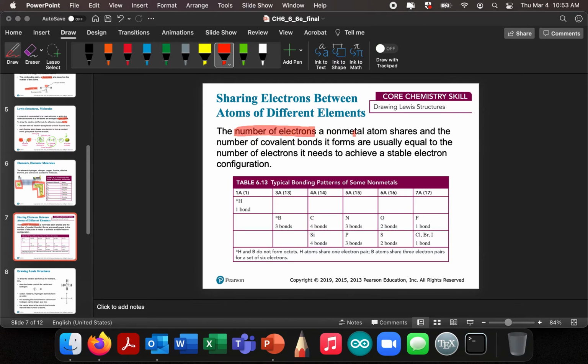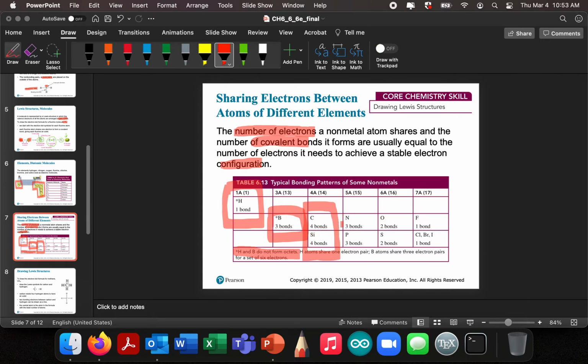Okay, now this is kind of neat to appreciate: the number of electrons a non-metal atom shares and the number of covalent bonds is usually the same. Okay, and it's always done to achieve a stable electron configuration. So, for example, hydrogen makes 1 bond because it has 1 extra electron to share. Now, by the way, hydrogen and boron do not form octets, so watch out for that. I haven't said anything about boron at all, but it does not typically form an octet. Boron has 3 electrons in its outer shell. It can make 3 bonds. Carbon has 4, or really wants to borrow 4 to make 8, right, and silicon too, and it makes 4 bonds.